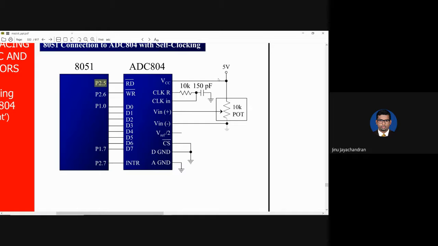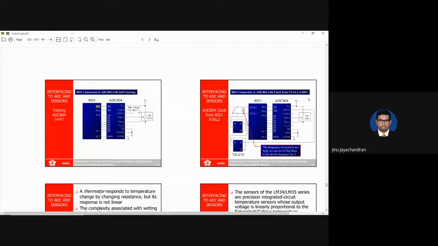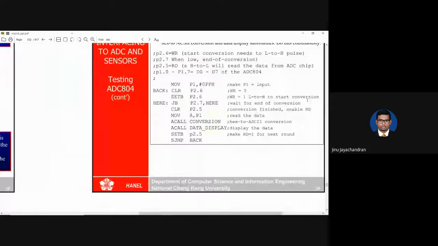And you see that there's a potentiometer here, which will be dividing the input analog voltage and giving it to Vin plus, which will get converted here, and the clocks are here. So the corresponding program is mentioned here.